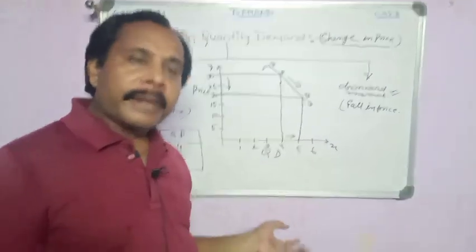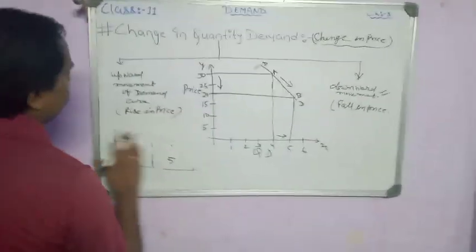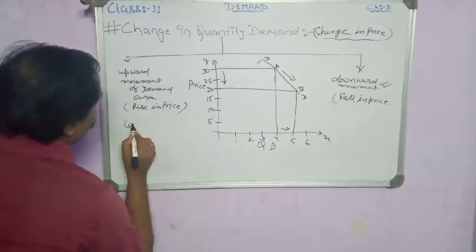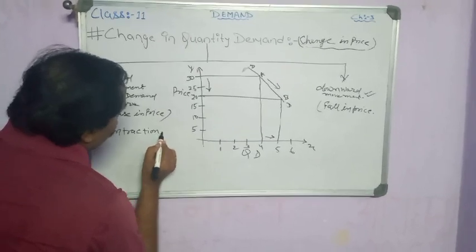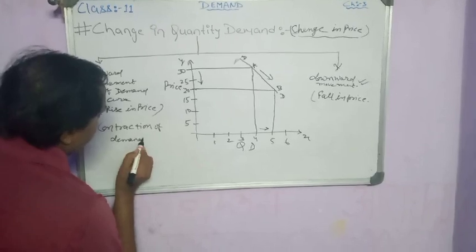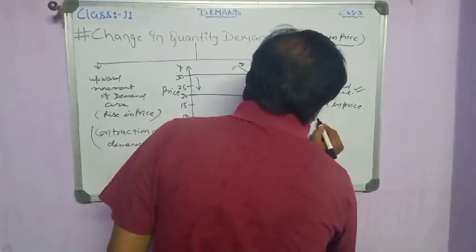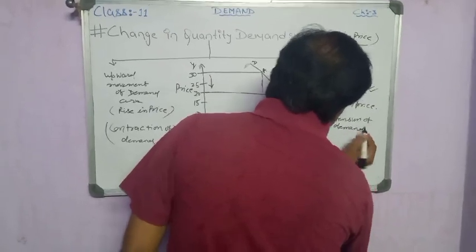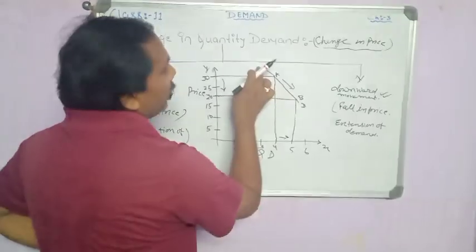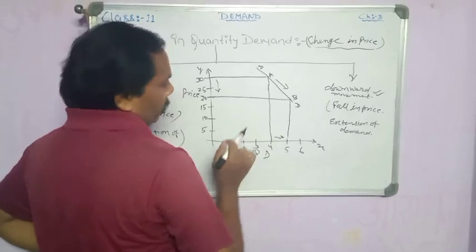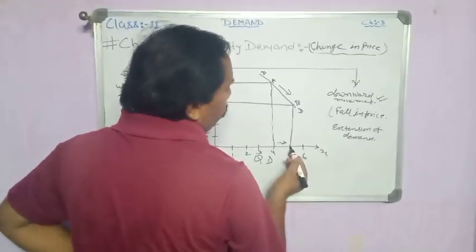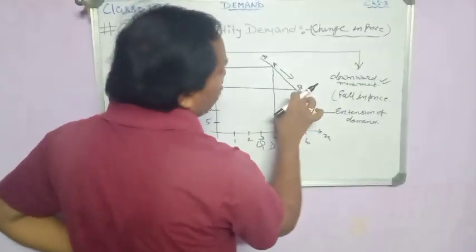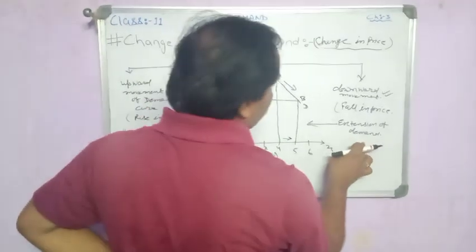It is also known by another name. Either we can say downward movement of the demand curve, or we can say extension of demand. Is it clear? What you find here is that there is no change in the demand curve. There is a single demand curve, but the quantity has increased from 4 to 5 units. That's why it is known as extension of demand. It means demand was up to point A, now it has extended up to point B, and that's why it is known as extension of demand.